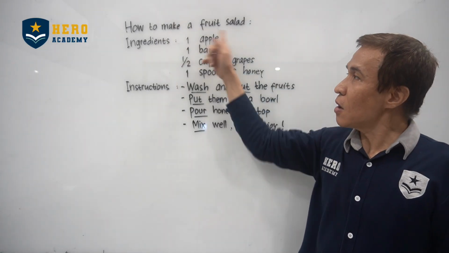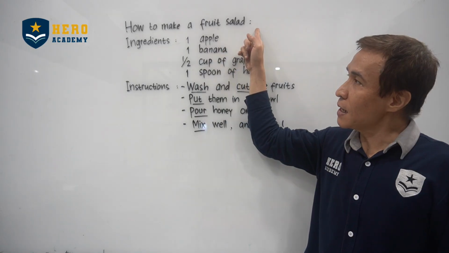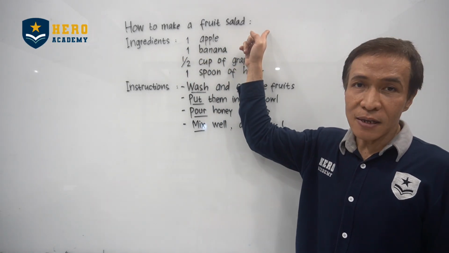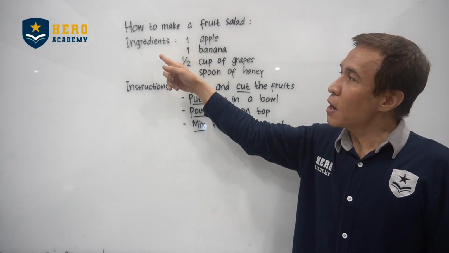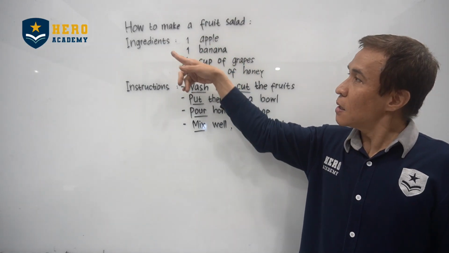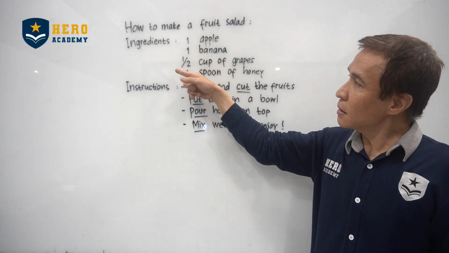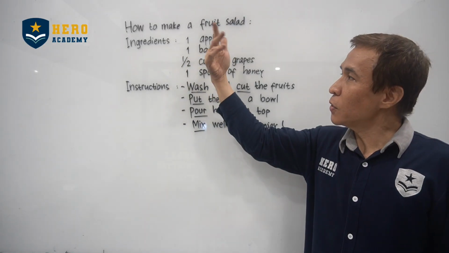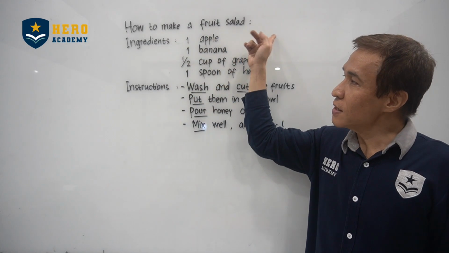What is the title of this text? The title is How to Make a Fruit Salad. And the key features of this recipe text are, first, the ingredients. What ingredients do we need to make this recipe? They are mentioned clearly and completely to show our audience so they can understand how to make this recipe.